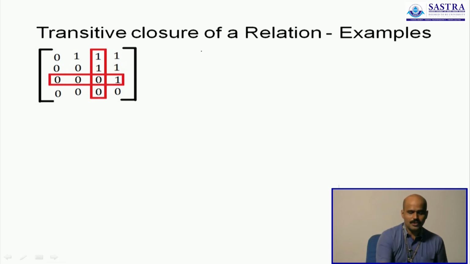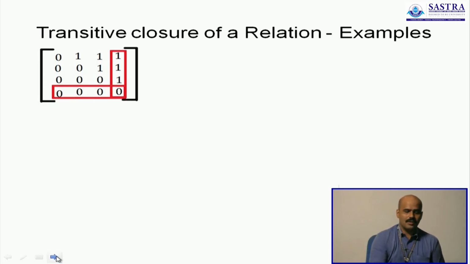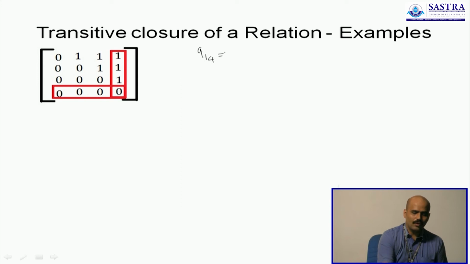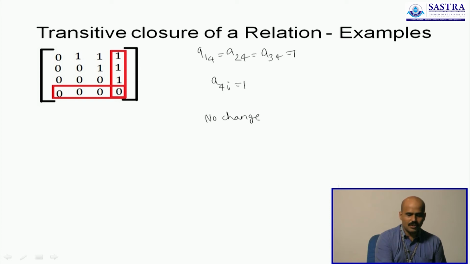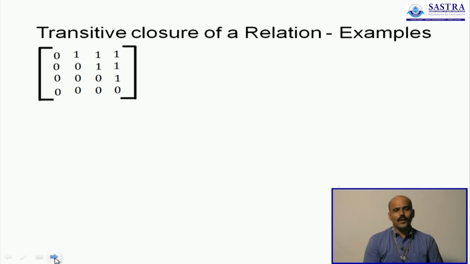Going to the third iteration, the last iteration, you have A14, A24, A34 which are 1s, but none of the elements in the fourth row is a 1, so there is no entry such that A4i is a 1. Once again there is no change. So the given relation cannot be improved as a result of Warshall's algorithm.